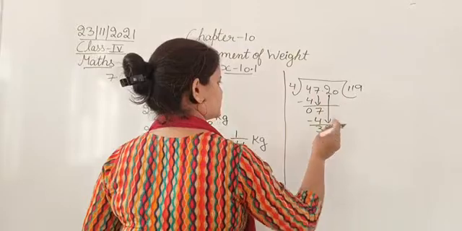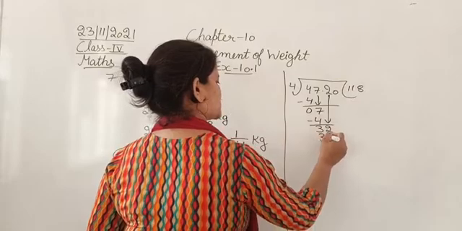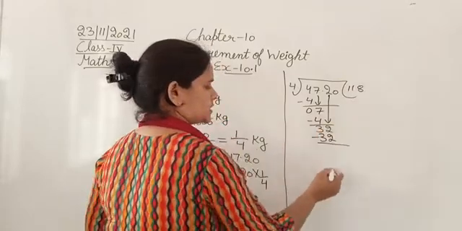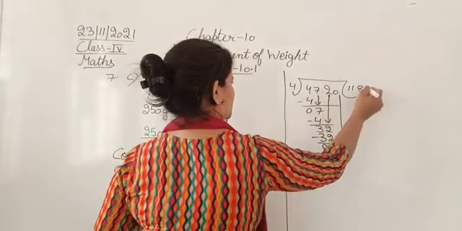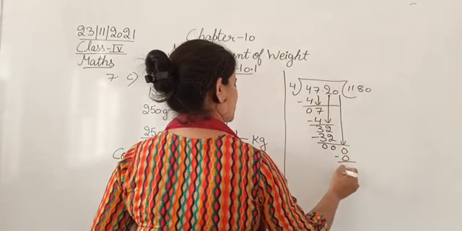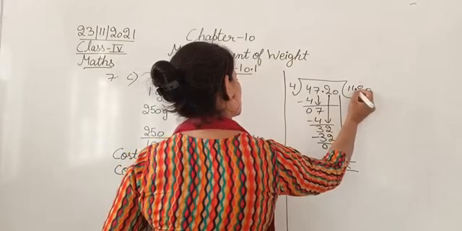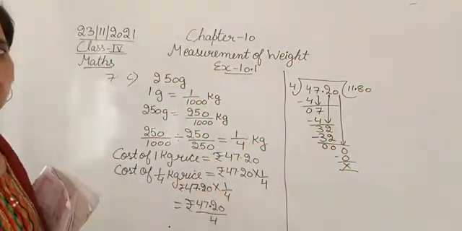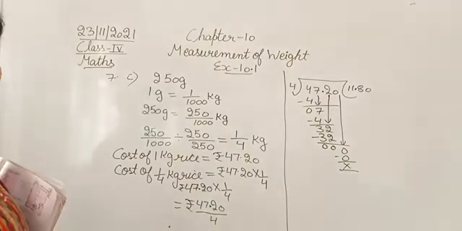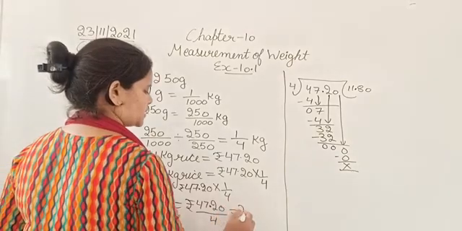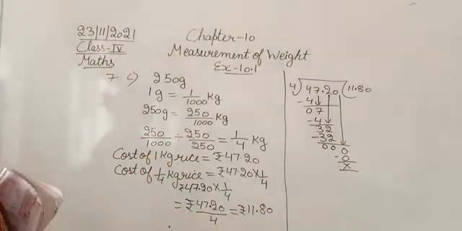4 eights are 32. This is 32. 32 minus 32, that is 0. Bring down the 0. 4 zeros are 0. So in the equation, after decimal we are having 2 digits, so we will put a decimal here. So this is the cost of 1 upon 4 kg rice, that is 11 rupees and 80 paisa. So that's what I am writing here, that is 11 rupees and 80 paisa.